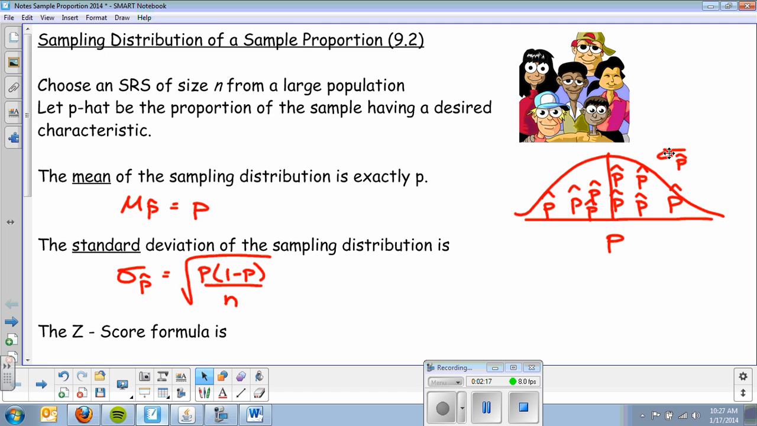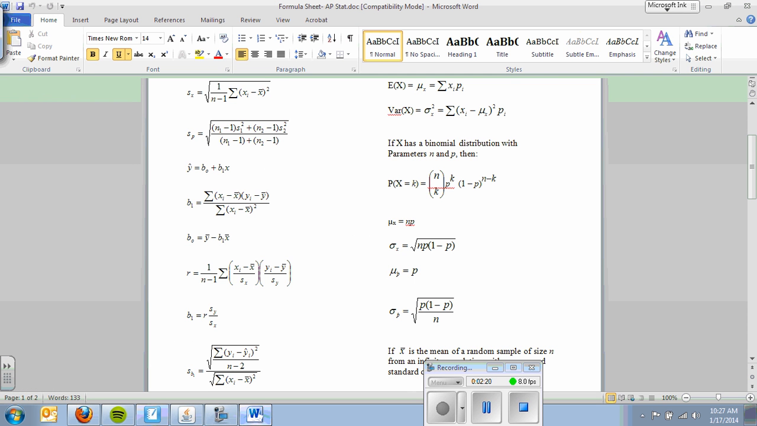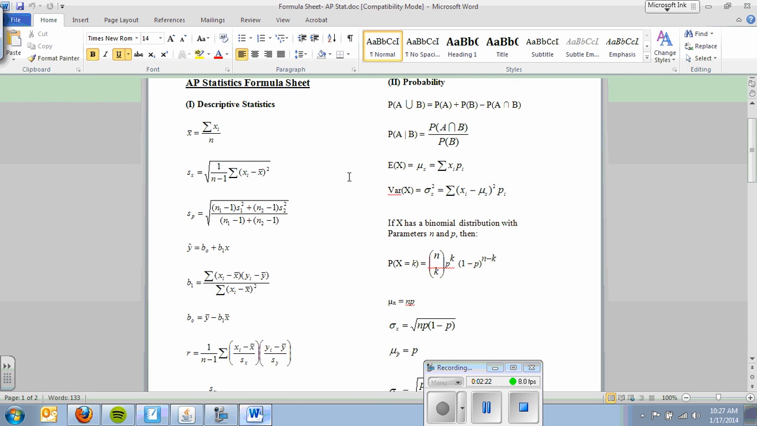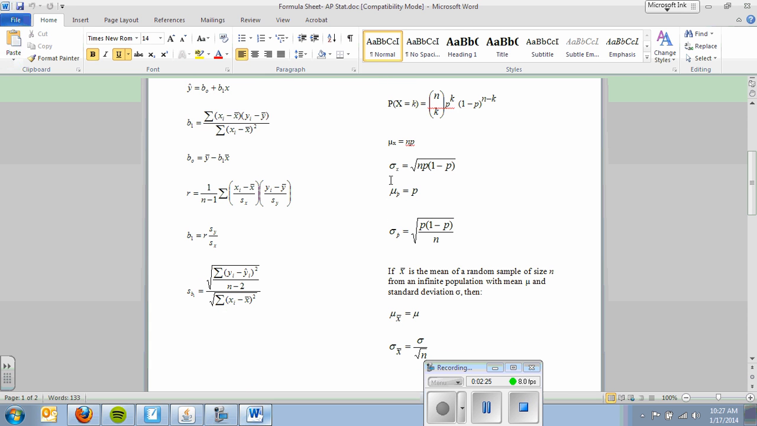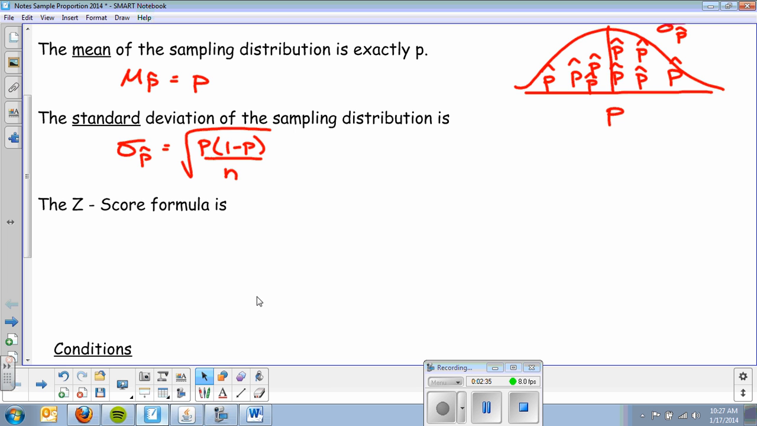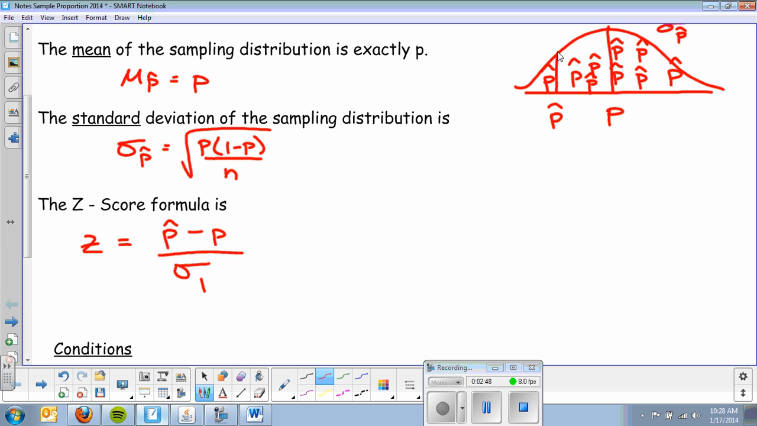Now, the nice thing is that those formulas are on your reference sheet. So here's your formula sheet or reference sheet. If you look down on the right side, right here you have mu sub p hat equals p and sigma sub p hat, and it gives you the formula for that. Okay, the z-score formula. We're going to get a p hat, we're going to have a p and a standard deviation, and we can get the z-score by taking p hat minus p over sigma sub p hat. That's essentially the same as x minus mu over sigma for mean problems.